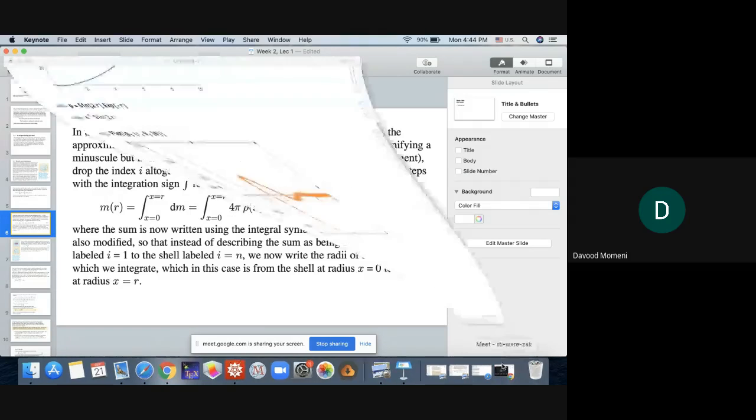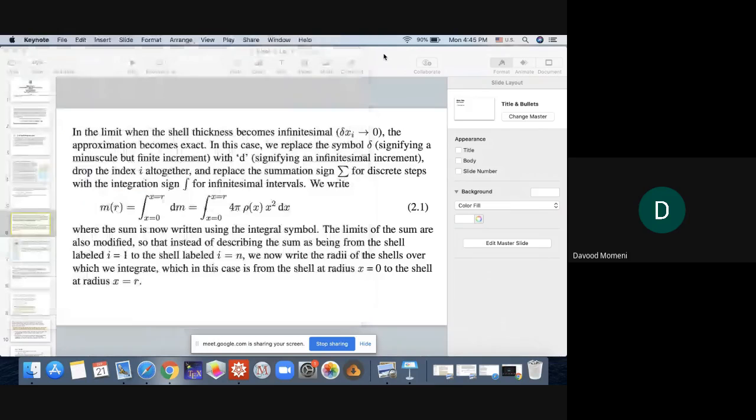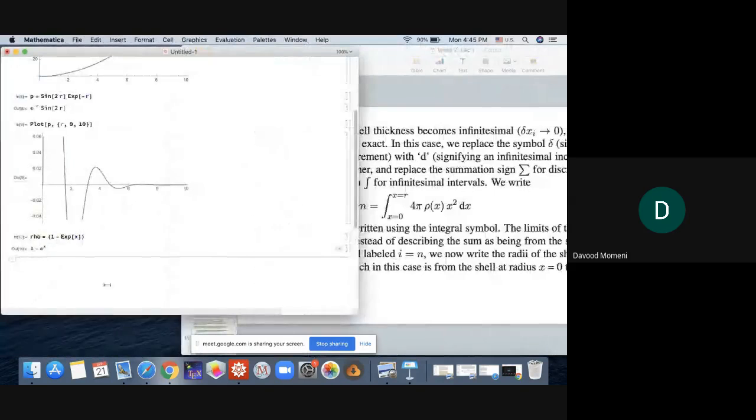Let's see one example. For example, I give you the radius, and the density is, for example, 1 minus exponential x. And then we want to find the mass. So let's see what the mass is. So the mass equation, m as a function of r, for example, is an integral.